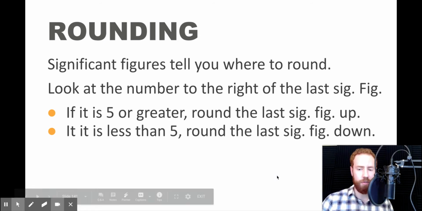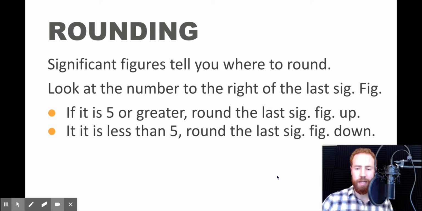So, quickly, the rules of rounding are that you need to find where the last significant figure in a number is that you get to keep, and then you're going to look at the number to the right of that last significant figure. If that number is a 5 or greater, you're going to round the last significant figure up, and that's going to be where your number ends. If the number after this last significant figure is less than 5, you're going to round the last significant figure down, or in other words, leave it the same, and that's going to be where your number ends.